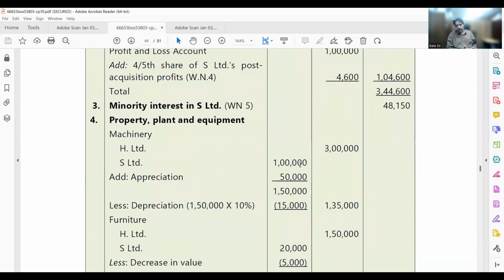Next. Number 3, minority interest. 48,150. That's it. Already we have that, right? We are done working for it, step number 3.